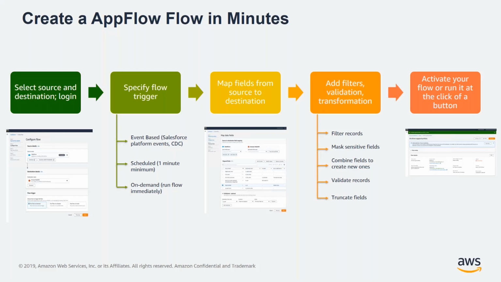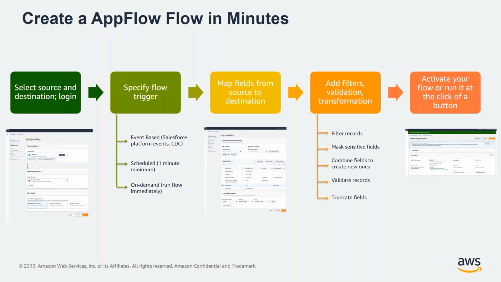We also support scheduled data flows, where you are able to set up a data transfer at a predetermined interval. So you could set up flows as frequently as every minute, or you can choose a frequency of your choice. It could be hourly, monthly, daily, and so on. You can also run the flow on demand, and this is a manual trigger where as soon as you set up the flow, you click a button and that will transfer data from source to destination.